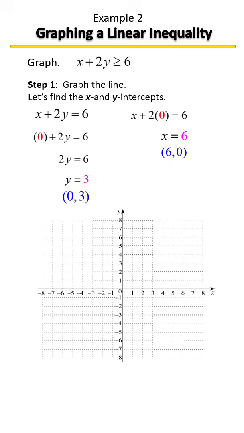So now that we have our X and Y intercepts, let's go ahead and plot them. The first one is 0 and up 3. The other one over 6, stay at 0. Line my ruler up, and I'm going to draw a solid line through those points. And now that we have our line graphed, our next step is to determine which region we're going to shade, whether the upper or the lower region.